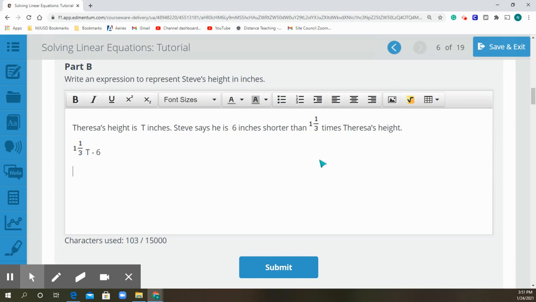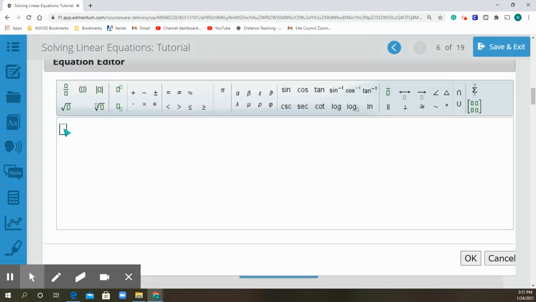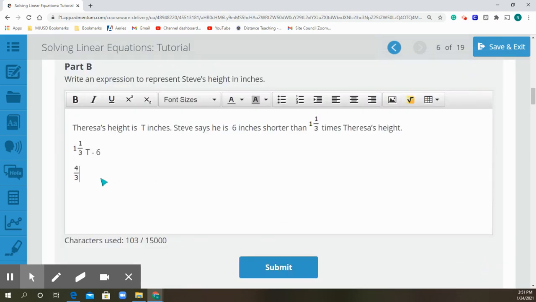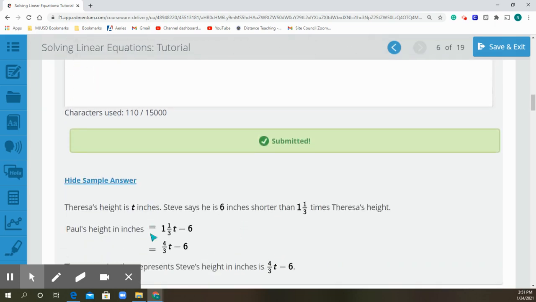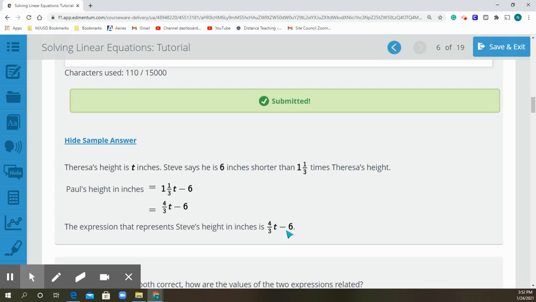And again, for an unknown reason, they want us to convert that into an improper fraction. So that would be utilizing our equation editor. That would be 4 over 3 multiplied by t, whoops, capital T for good measure, minus 6. So the expression that represents Steve's height in inches is 4 over 3 times t minus 6. And you would self-check. Bada bing, bada boom.